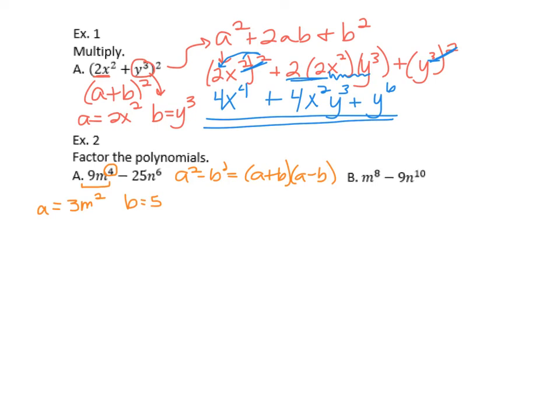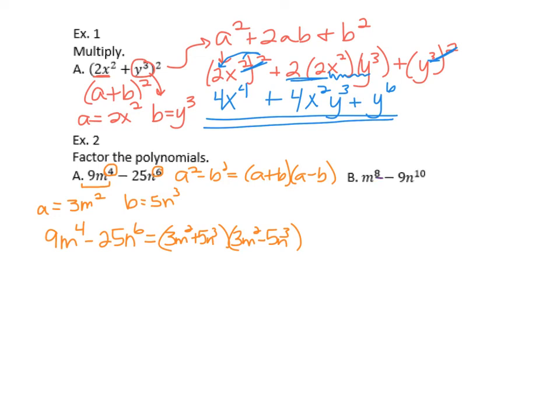Do you see how this example is kind of tying into what we just did? If you have n to the 6th power, what number could you square to get to 6? That would be n cubed. Now that we know what a equals and what b equals, we're just going to plug it into our formula. 9m to the 4th minus 25n to the 6th. We'll have a little parenthesis and another little parenthesis. That would be 3m squared plus 5n cubed times 3m squared minus 5n cubed. That's pretty interesting.